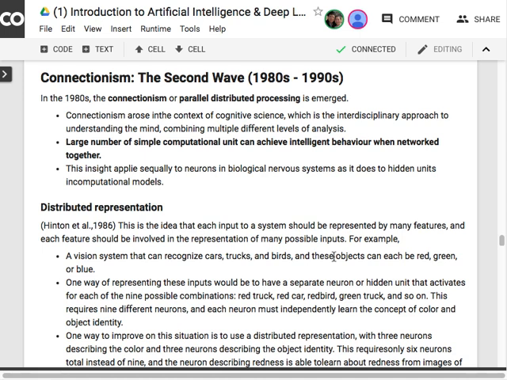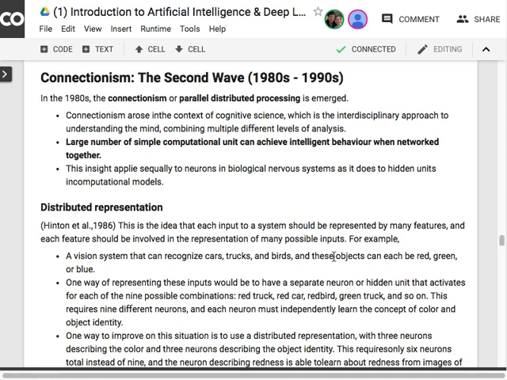The cognitive science movement in 1980 was very popular at that time, and they proposed the connectionism model. The connectionism idea is that a large number of simple computational units can achieve intelligent behavior when they work together. So the connectionism concept is like this. This is the first wave, right? This is the second wave, right?